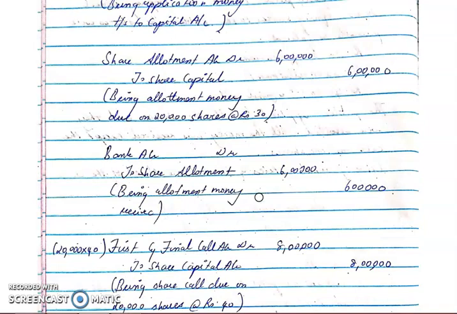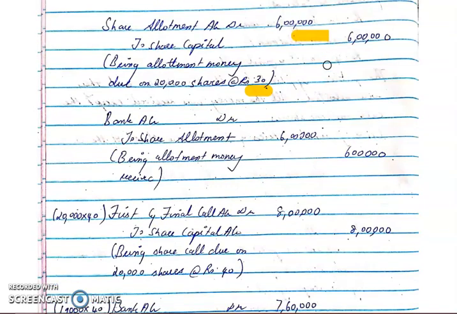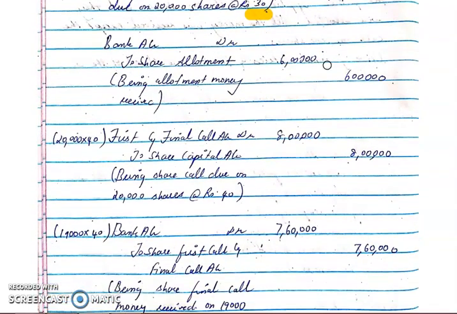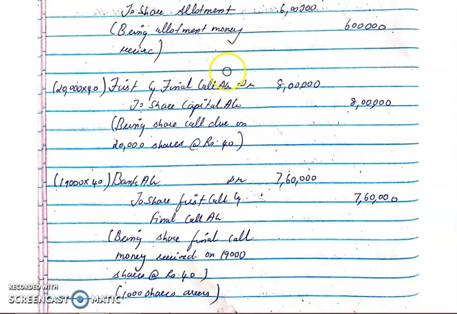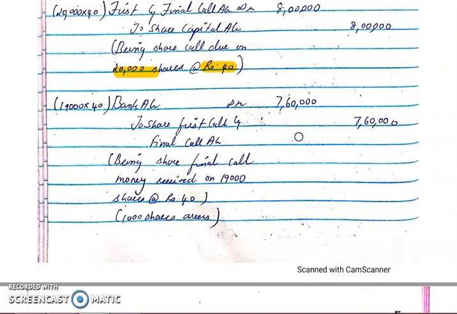Next one, allotment entry. If you see, it is the same number of shares and the allotment money is 30 rupees. So you will get 6 lakhs as the allotment money. Amount received and receivable, and it is received. The next entry, if you see, it is share first and final call. So here same set of shares, 20,000 shares, rupees 40. Okay, so that will be 8 lakhs. And receivable will be bank account debit to share first call and first and final call.